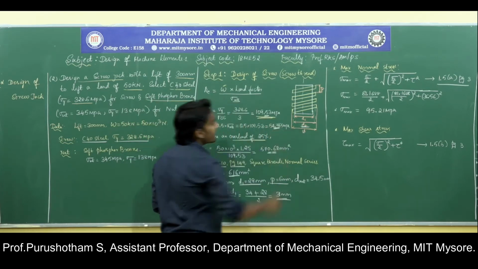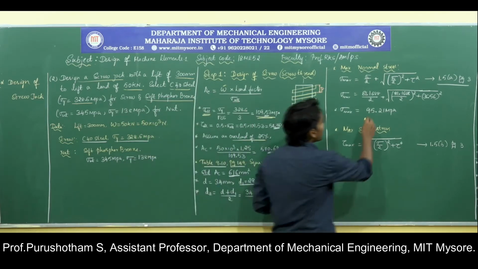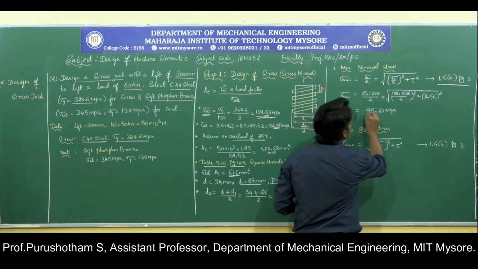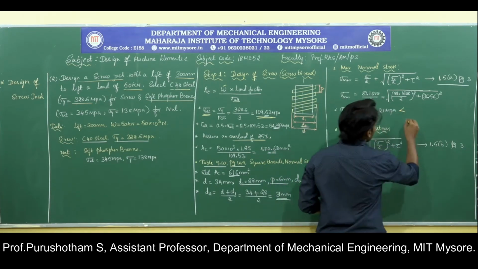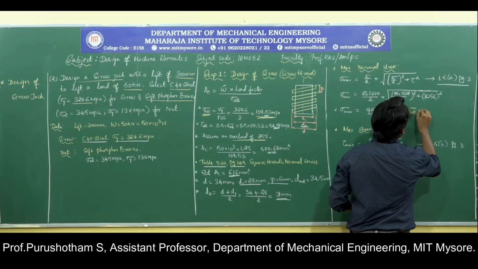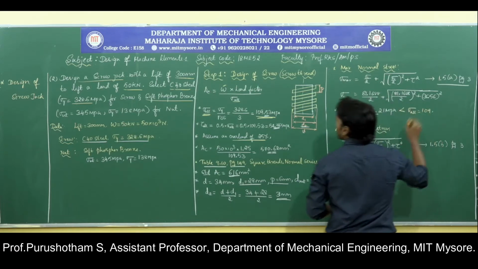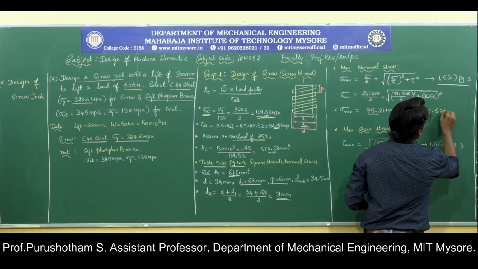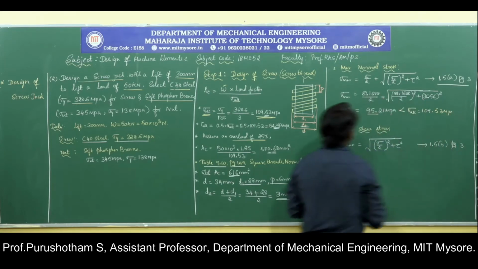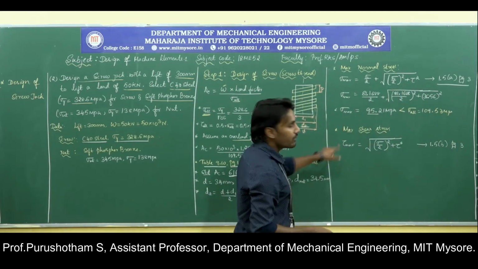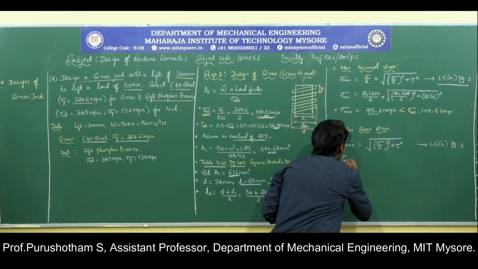So if you see this, the allowable stress in the screw material is 109.53. So the maximum stress induced due to the loading condition is 95, which is less than the allowable stress, that is 109.53 megapascal.